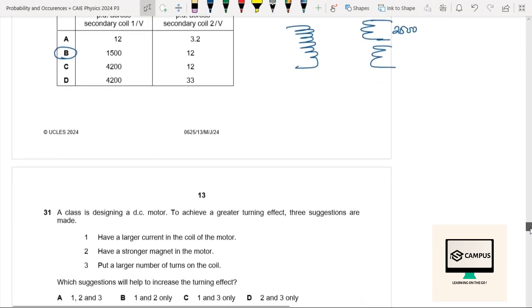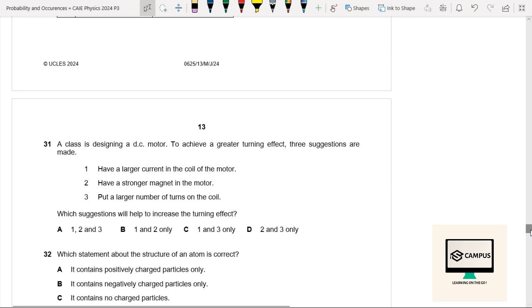Moving on to question number 31. A class is designing a DC motor to achieve a greater turning effect. These suggestions are made: having a larger current in the coil of the motor, having a stronger magnet, and putting a larger number of turns on the coil. Which suggestions will help to increase the turning effect? It's pretty much clearly mentioned in the book. All three of them would increase the turning effect. If you increase the current, it will increase the turning effect. A stronger magnet or more number of coils would all increase the turning effect. So the right answer is A, 1, 2, and 3.